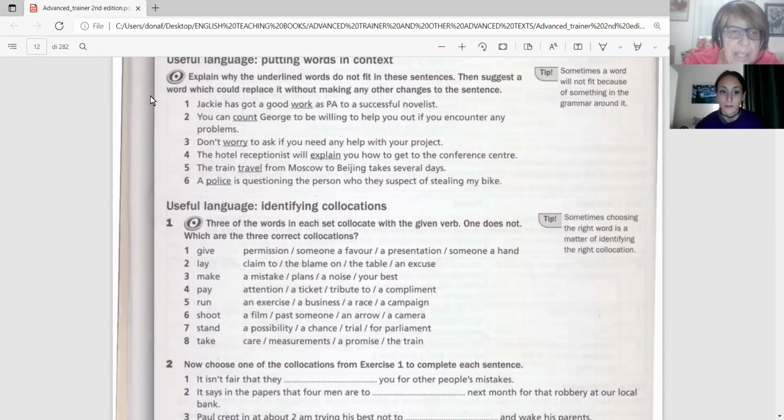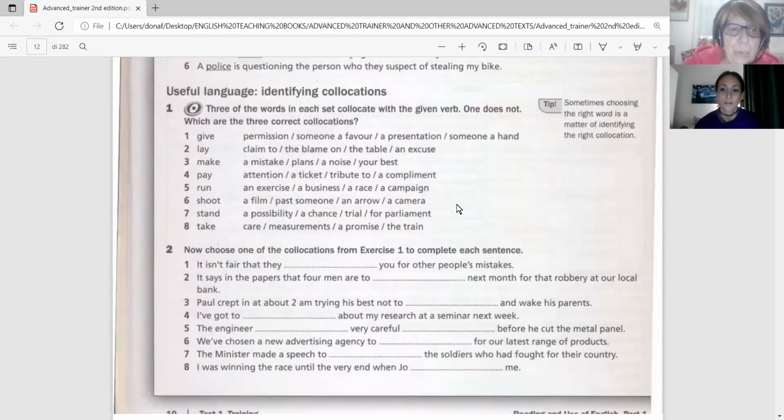Not bad. Not bad. Now let's identify collocation. Even read the tips. Sometimes a word will not fit because of something in the grammar around it. That can be, like I told you, before or after. Non c'entra, non ci sta bene. È come quando tu indossi qualcosa, it doesn't fit me. Non mi entra, non mi sta bene, mi sta troppo largo, troppo stretto, no? Non va, non è al posto giusto.